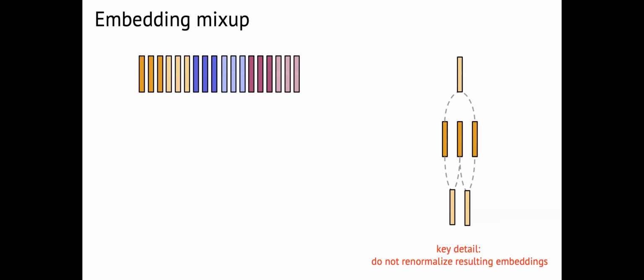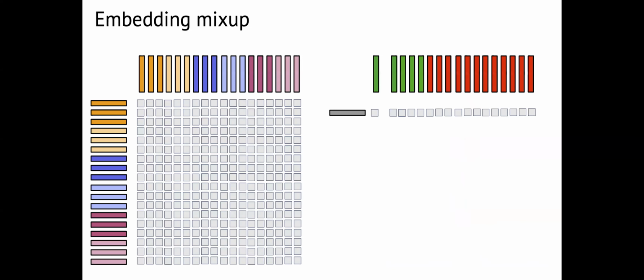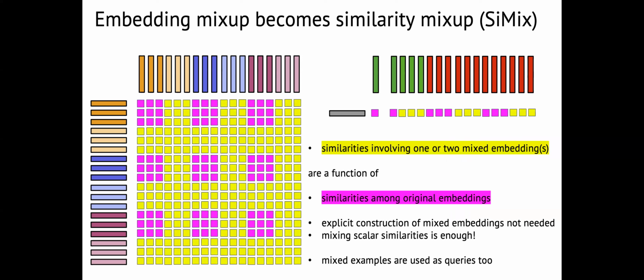And all the pairwise similarities are then computed. So that for any query, the required similarities are already available for the loss computation. It turns out that similarities involving synthetic embeddings are a function of similarities in the original batch. Therefore, embeddings are never explicitly mixed, but only the scalar similarities are efficiently mixed in our setup.